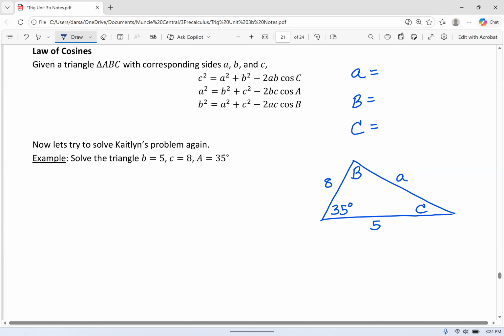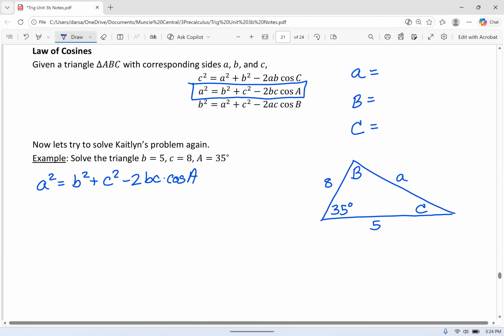Okay, so let's go ahead and pick one of our formulas. We don't have a pair, so we have to use one of our formulas. Now, it's easiest to go, okay, which angle do I have? I have angle A. So I am going to pick the formula that uses angle A in it, since that's the one that I have. So if you have one angle, pick that formula with that angle in it. So we're going to start with a squared equals b squared plus c squared minus 2bc cosine of A. And that bc is times the cosine of A.